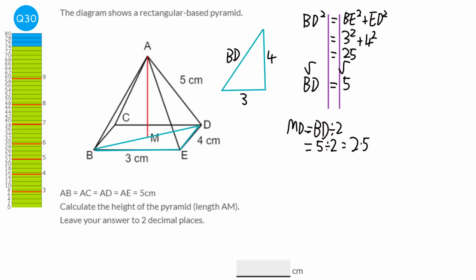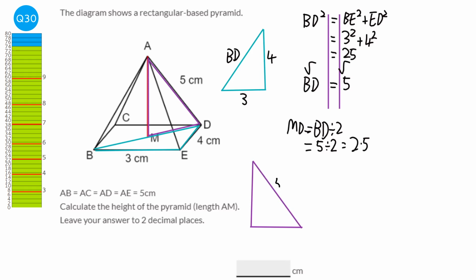The reason for that is that all of the lengths AB, AC, AD, AE, all of them are the same, so therefore point A will be exactly above the midpoint of the square, so M is obviously at the midpoint. Okay, next we're going to draw in another right angle triangle. It doesn't actually matter which side we take. I'm just going to take this side because we've worked out what MD is. And let's draw that out down here.